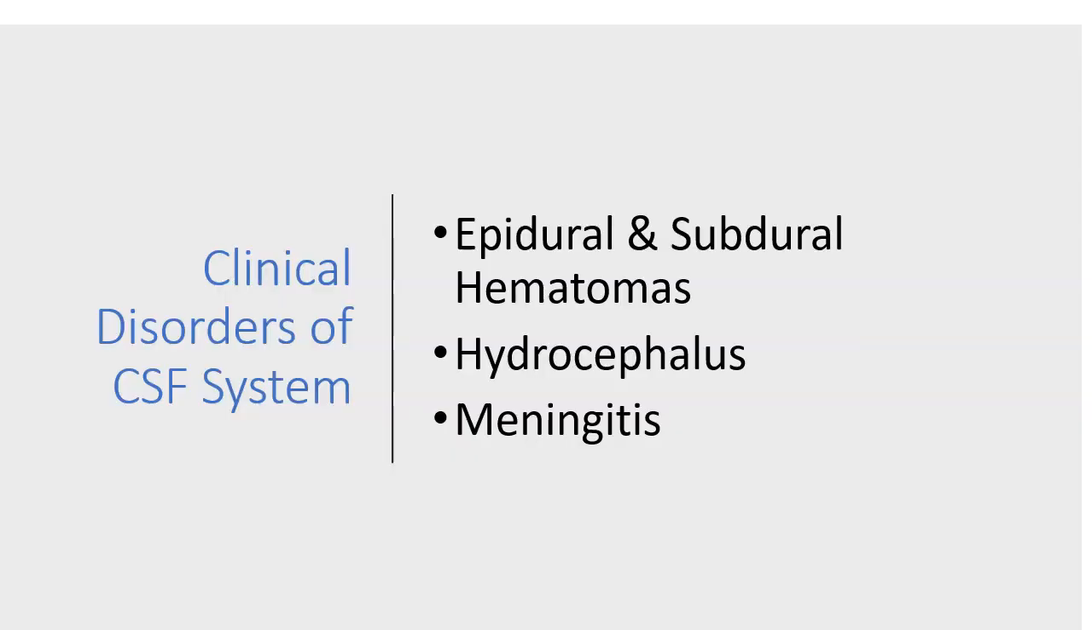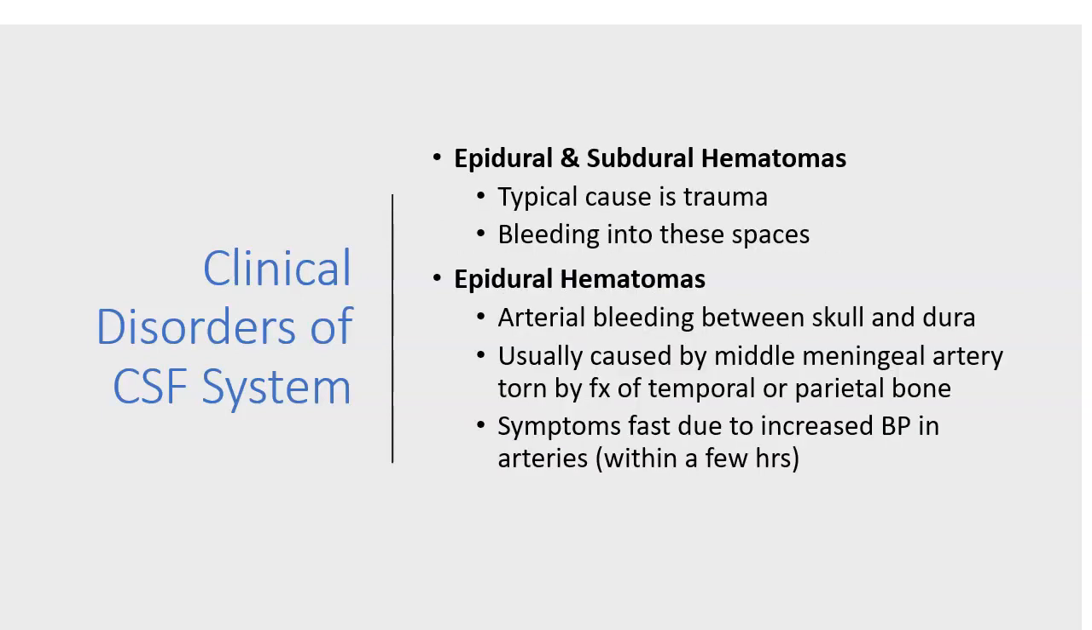Okay, so what are some of the clinical disorders that we see of the cerebrospinal fluid system? We can see epidural and subdural hematomas, we can see hydrocephalus, and we can see meningitis. Epidural and subdural hematomas are typically caused by trauma, and the hematoma is bleeding into these kind of meningeal spaces.